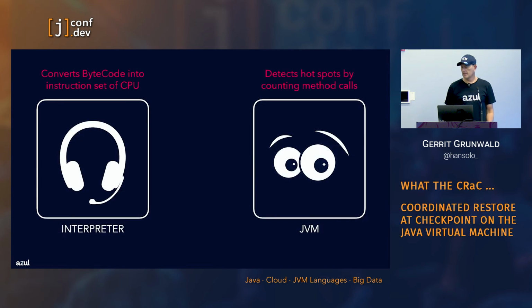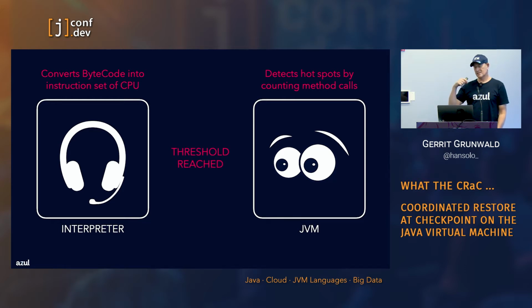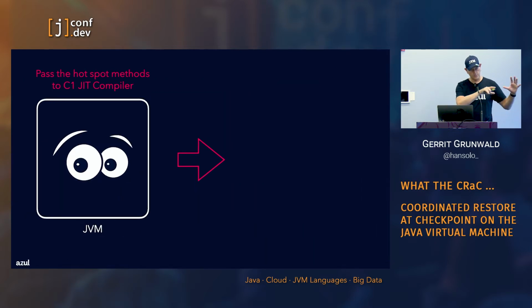So if we take the code that is in the JVM memory now, then the first thing that happens, it gets into the interpreter, and the interpreter converts it into the CPU-specific instruction set, right? And the JVM is watching that and profiling that. And what it does, it counts method calls in this code, right? And once it reaches a specific threshold, it will take the code and forward it to the C1 compiler, right?